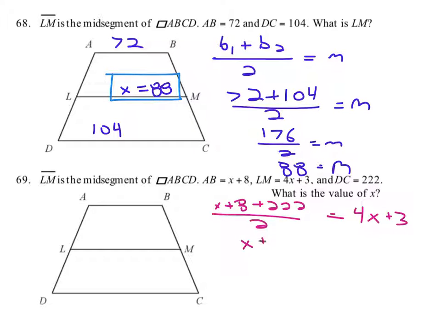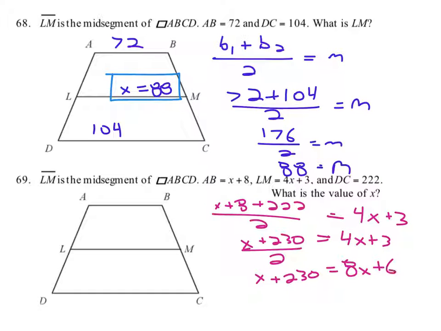So we get x plus 230 divided by 2 equals 4x plus 3. What I want to do here is multiply both sides by 2. So I'm running out of room, so I'm just going to write this next line. X plus 230 equals this other side times 2. So we get 8x plus 6. Subtracting x from both sides, we get 230 is equal to 7x plus 6. And when we subtract 6 from both sides, we get 224 is equal to 7x.